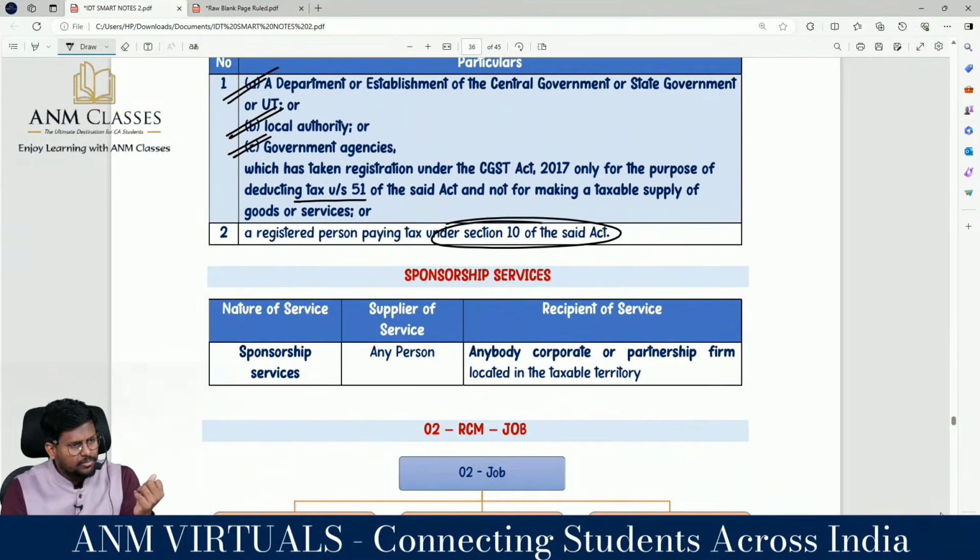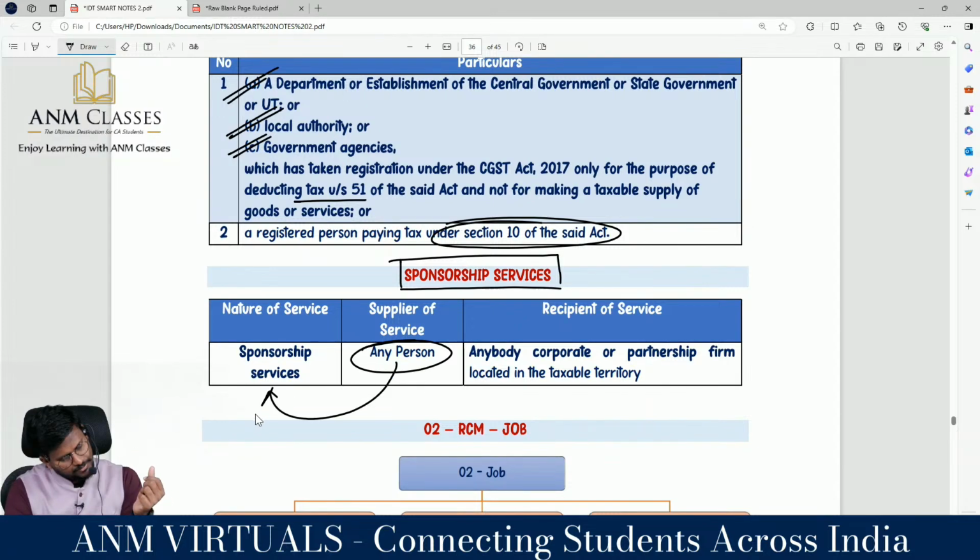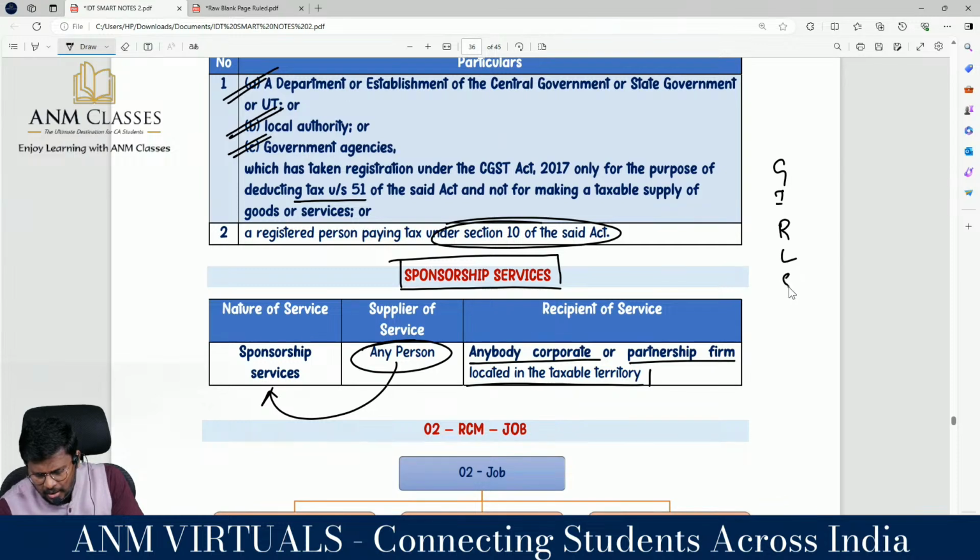And the last one, we have sponsorship services. Sir, who is the supplier of the service? Any person. The service is provided either to a body corporate or a partnership firm located in the taxable territory. We have completed GIRLS. G stands for Goods Transport Agent, I stands for insurance agent, R stands for recovery agent, L stands for legal services, S stands for sponsorship services and the last S stands for security services.